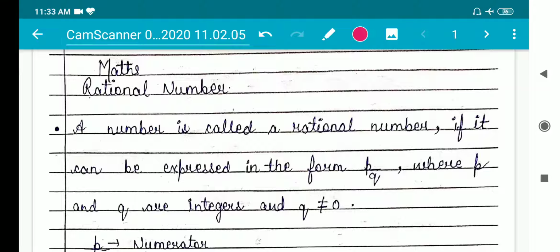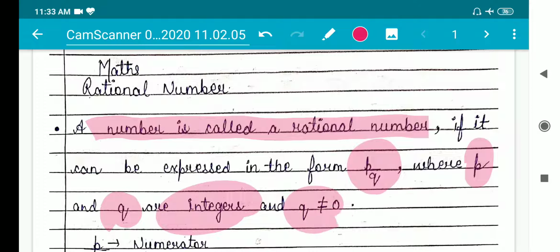Before starting rational numbers, I would like to explain the definition of a rational number. A number is called a rational number if it can be expressed in the form p by q, where p and q are integers and q is not equal to 0. q could be anything like 1, 2, 3, 4, 5, minus 2, 3, but it should not be equal to 0.